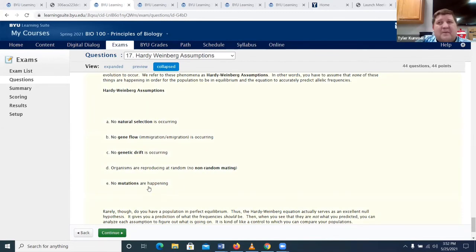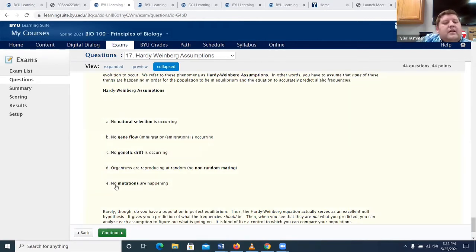The last one is that no mutations are happening. If we have mutations happening, we can essentially take our alleles and change them to something else, and that change might result in a shift in allele frequency becoming apparent when we go back to sample our population again. And so mutations are a way that we can have a shift in the allele frequency, and therefore we should assume no mutations to reach Hardy-Weinberg equilibrium. So these 5 assumptions all have to be met for no evolution to occur.